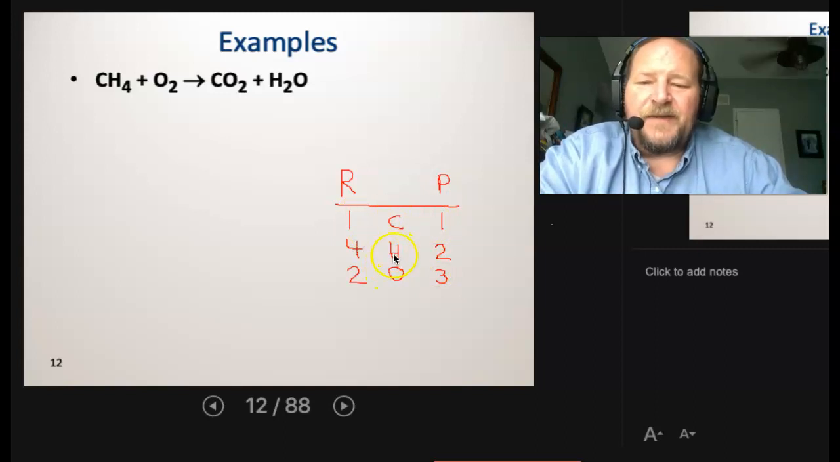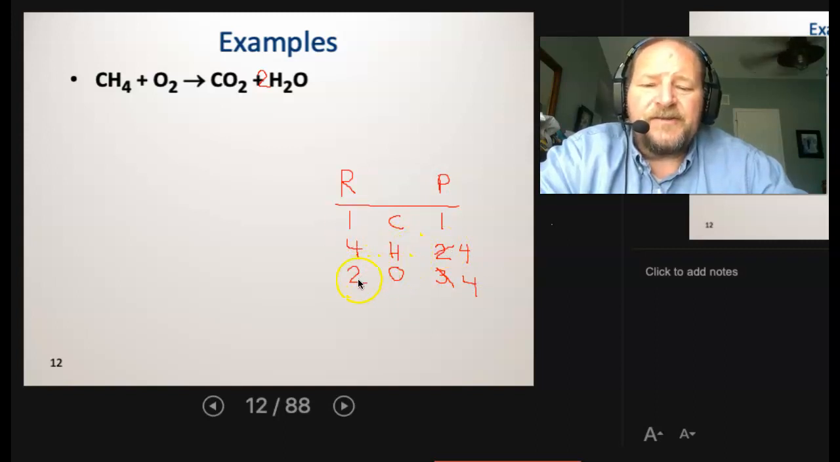The next thing I'm going to do is fix my hydrogen. So I'm going to go up here and I'm going to put a 2 in front of the water. That's going to give me my 4 hydrogen. Now it also is going to change my oxygen. Here it's going to give me 2 plus 2, 4 oxygen. All right, so hydrogen's fixed.